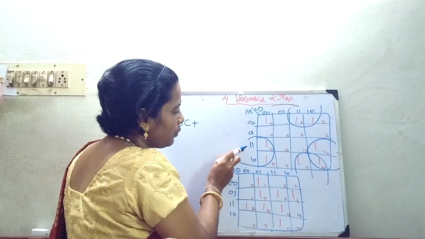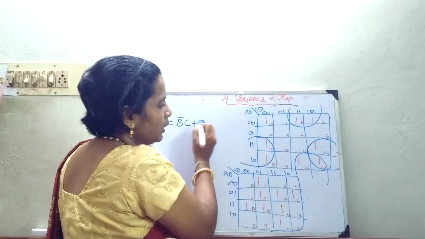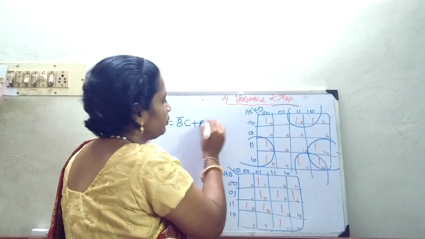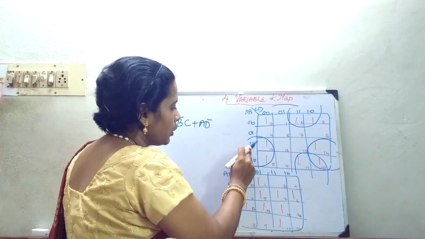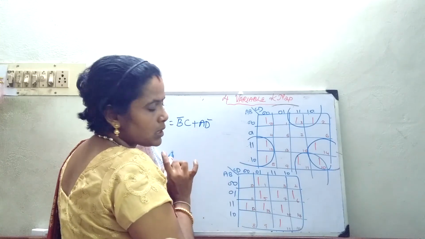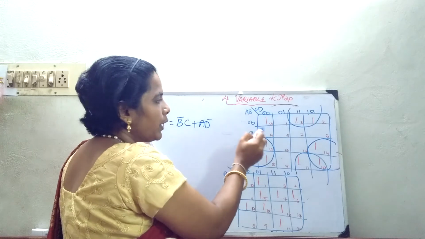Now what will be the answer for this? It is 1 1. So 1 1 means it is A. Okay, A here, this lies here. So A, D bar. Okay. Now what is the only one cell which is not grouped? What you will have an idea, you will try to group it as one.